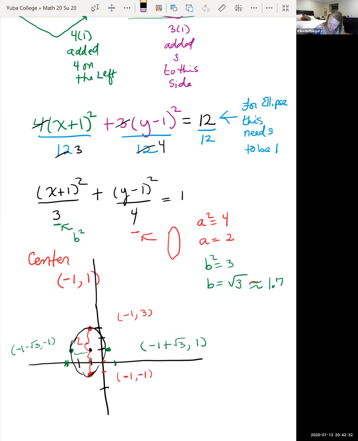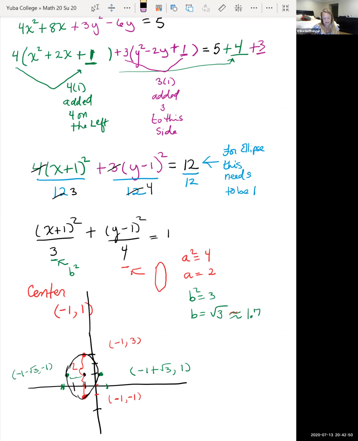So I can tell that this is crossing both the x and the y axis. I can find my x-intercepts by setting y equals 0 and solving for x. I can find my y-intercepts by letting x equals 0 and solving for y. My focus, I technically really didn't need those to graph, but I can find them.